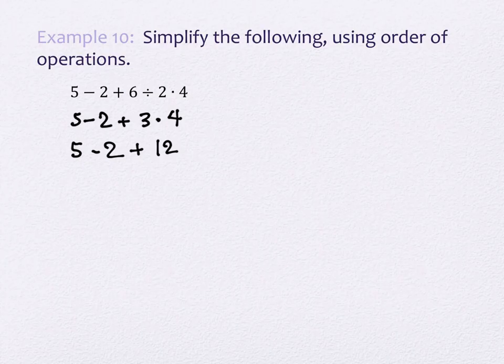What would I do next? Well, multiplication, division, they're all done. So now we're in the addition and subtraction. What would I do first? Yeah, I would be subtracting first. So 5 minus 2 would be 3. And then I'd have 3 plus 12, which would be 15.